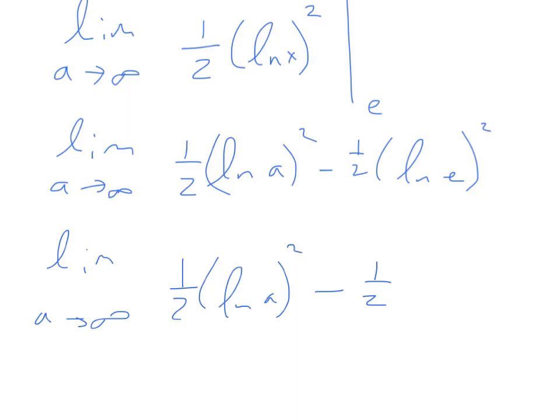We have to think, as a approaches infinity, what happens to the natural log of a? As a approaches infinity, natural log a just gets larger and larger. If you think about the graph of natural log a, it looks like that. So as a gets larger, the natural log gets larger, and so when I have something larger and larger that's getting squared, that's going to keep getting larger and larger and larger. So this integral also diverges.